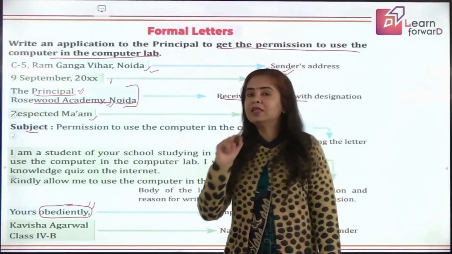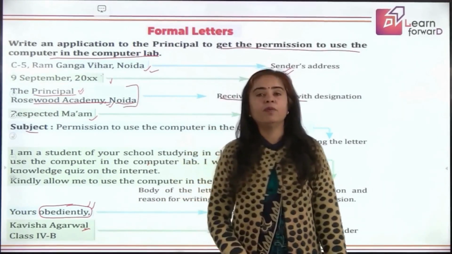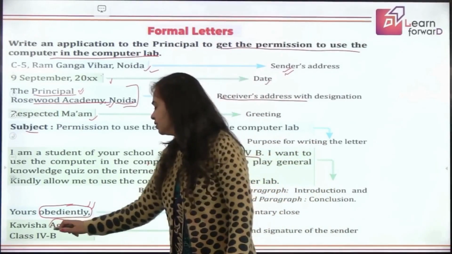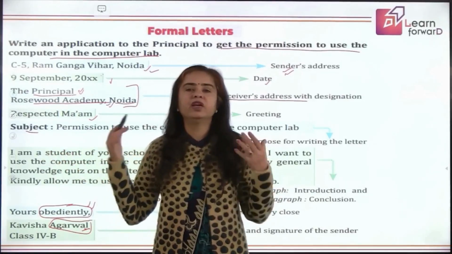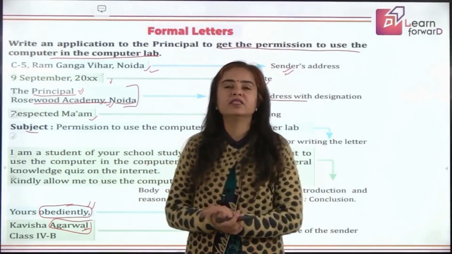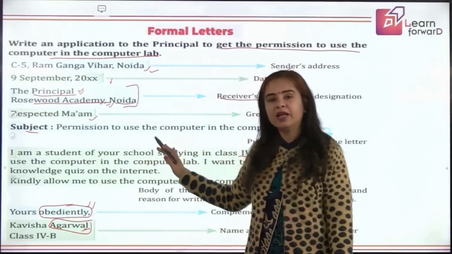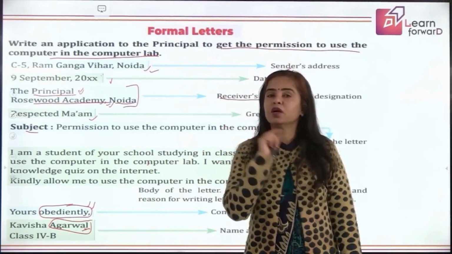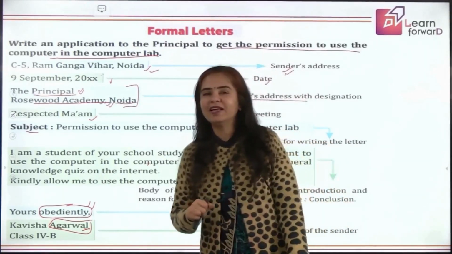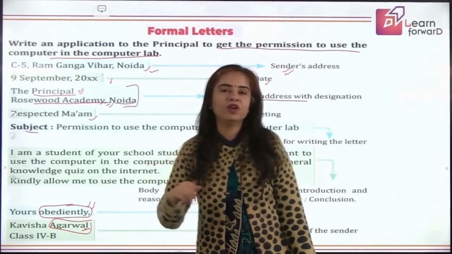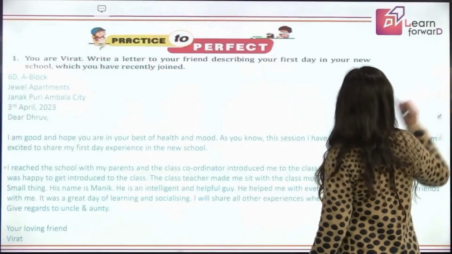Now, one difference you have to mark here. See, when we are writing informal letters, we do not write the second name. It's okay when we write just Kavisha. Your loving friend, your loving daughter, your loving sister, Kavisha. That's okay. But when you are writing formal letters, there you need to give your complete name with the second name. Got it? Can we move ahead? So now you know the difference between formal and informal letters. Okay. So let's go ahead.